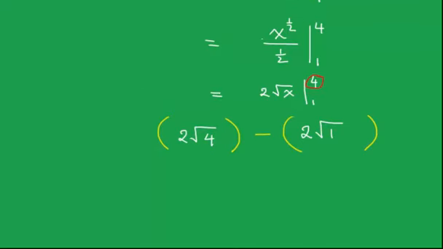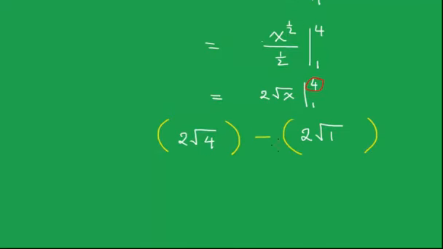And at this point, what do we do? We draw two sets of giant parentheses separated by the negative sign. The first one, we plug in the upper limit, so we're going to plug in 4. We get 2 square root of 4, and the second one, we plug in the lower limit, which is 1. So 2 square root of 4, that's 2 times 2, that's 4, minus 2. So the answer is 2.